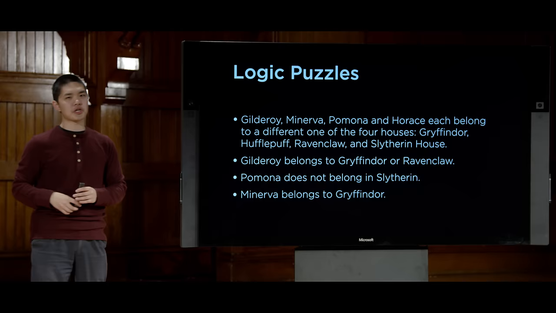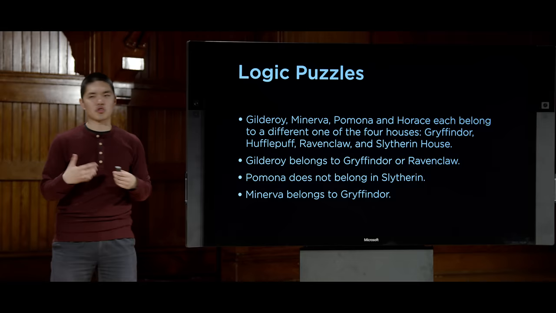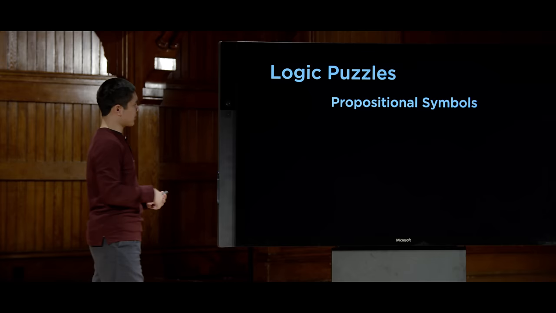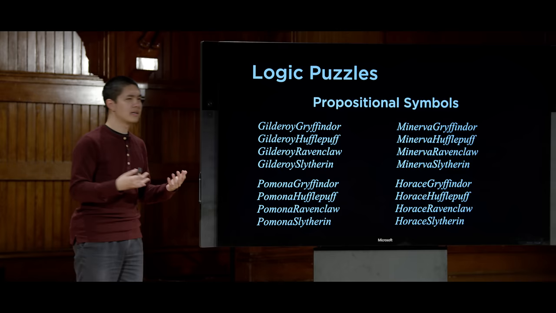So we have a couple pieces of information. And using that information, we need to be able to draw some conclusions about which person should be assigned to which house. And again, we can use the exact same idea to try and implement this notion. So we need some propositional symbols. And in this case, the propositional symbols are going to get a little more complex, although we'll see ways to make this a little bit cleaner later on. But we'll need 16 propositional symbols, one for each person and house.